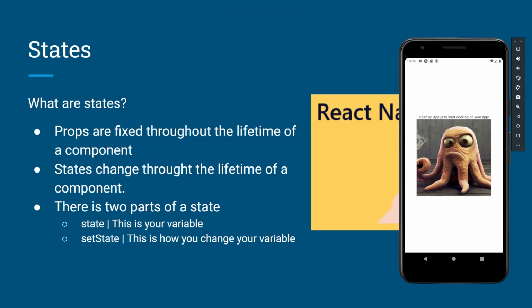So properties are stuck. They are one. Like you define it one time and you can't change it. States you can actually change by either clicking a button, or if something happens in your app, you can use that event to actually change one of your states. So states have two parts to it. They have state, which is your actual variable, and they have set state, which is like how you change your variable. And they also have a default state, which is what your state is initially when you open the app or when something happens. It's what it is set as initially.